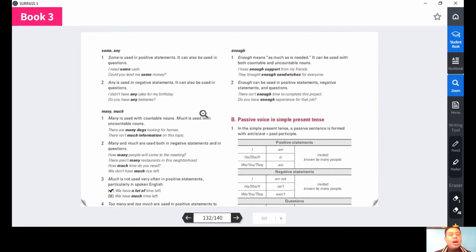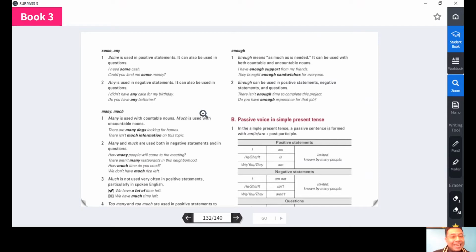How are we going to use some or any? We have two aspects. First one, some is used in positive statements. This is important. Positive, or you can say affirmative sentences. It can also be used in questions. For example, I need some cash. Could you lend me some money? No problem. You will use it for affirmative sentences or questions.